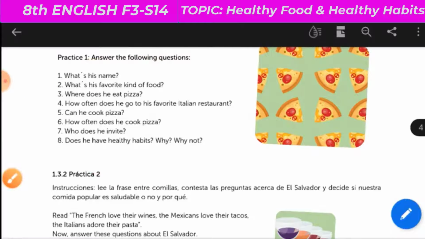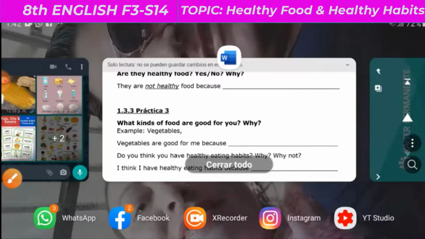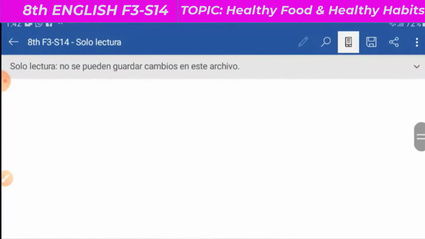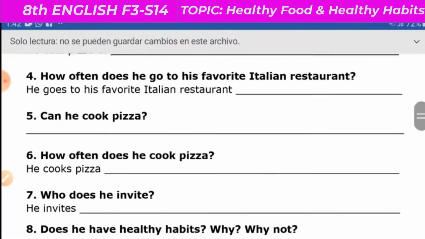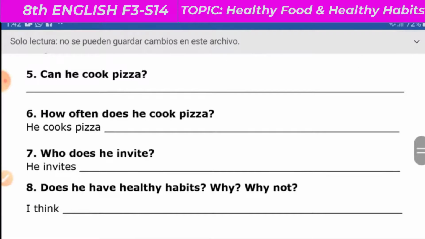Aquí te mostré examples de cómo puedes empezar tus respuestas, ok? Te dije que le puedes tomar a screenshot this part so that you can get some help and answer correctly. Ok, here, you can take a screenshot of that.